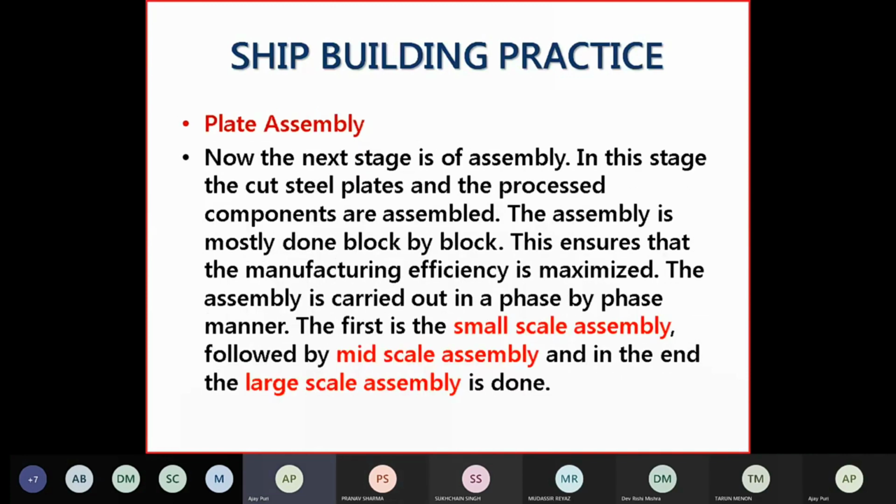So once you have done your steel cutting and all the plate assembly is done, and the blocks are assembled, the manufacturing efficiency is to be maximized. So first is your small scale assembly, then mid scale assembly, and then large scale assembly, and then the units are formed and the units are then combined.